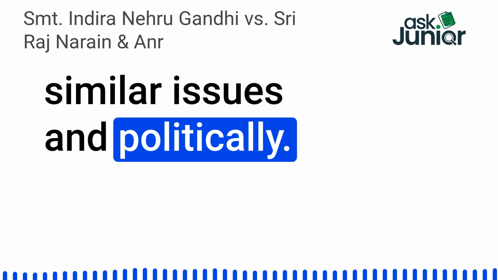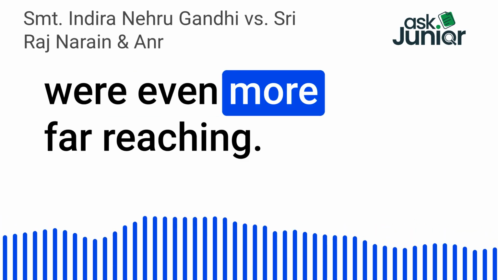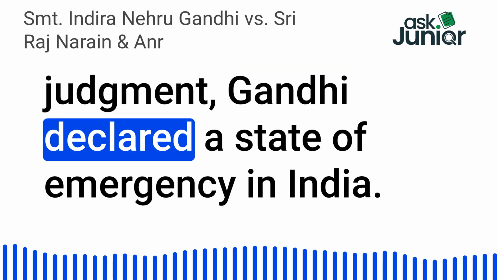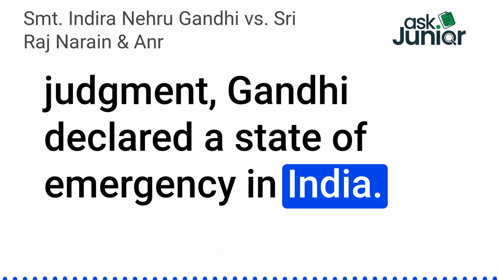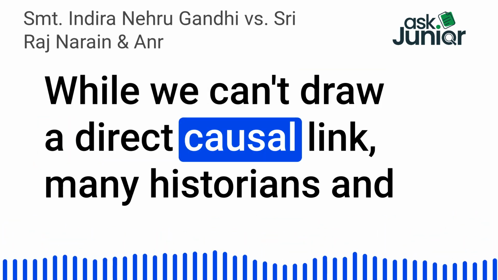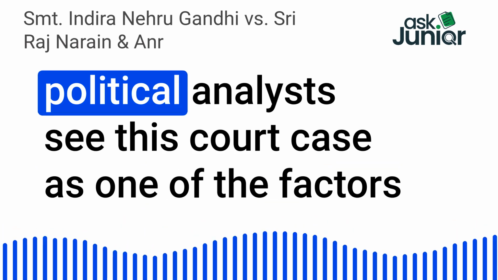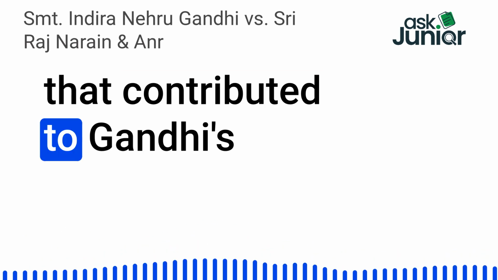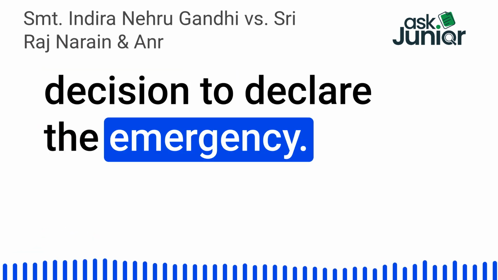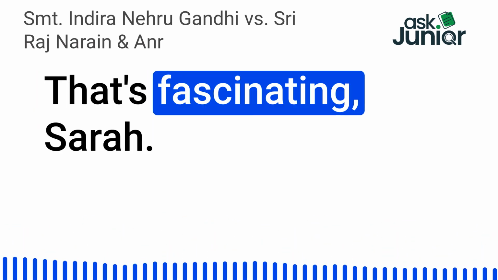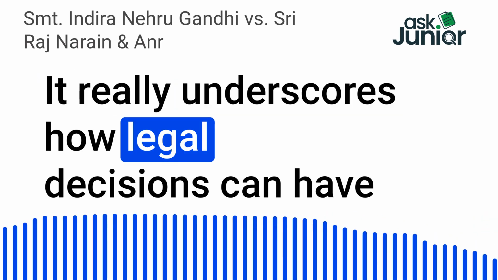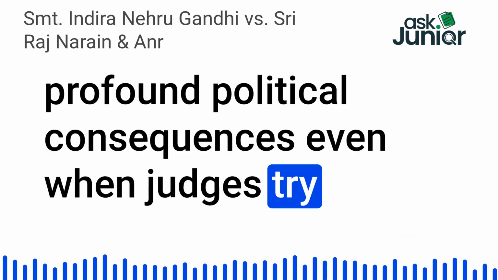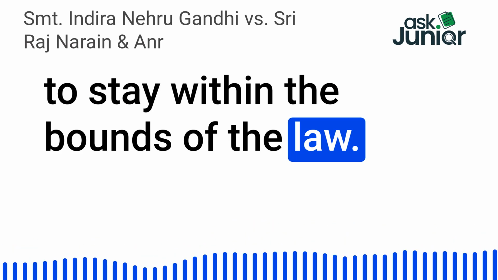The detailed reasoning in Justice Krishna Iyer's order has been cited in many subsequent cases dealing with similar issues. And politically? Politically, the implications were even more far-reaching. As I mentioned earlier, just a few days after this judgment, Gandhi declared a state of emergency in India. While we can't draw a direct causal link, many historians and political analysts see this court case as one of the factors that contributed to Gandhi's decision to declare the emergency. That's fascinating, Sarah. It really underscores how legal decisions can have profound political consequences, even when judges try to stay within the bounds of the law.